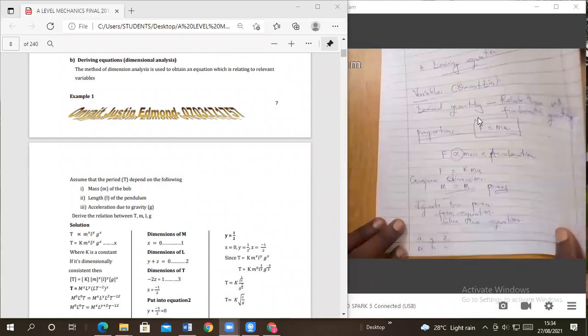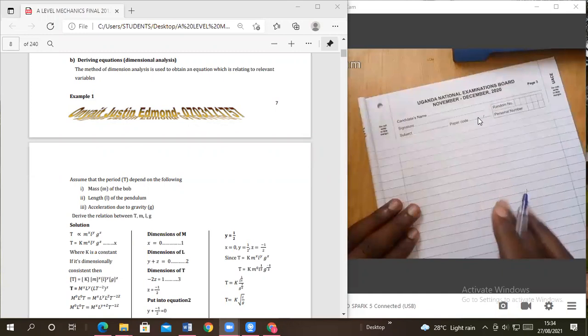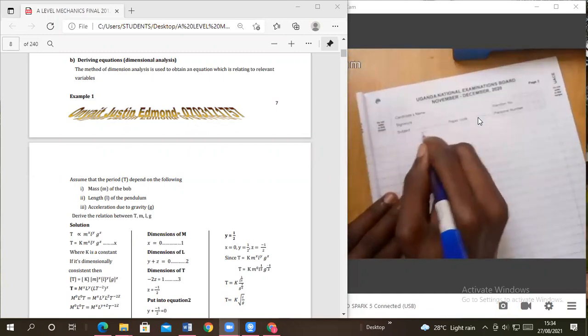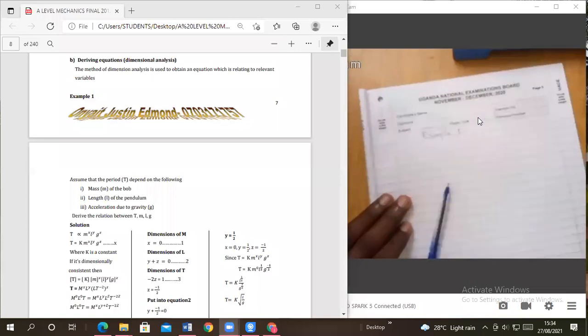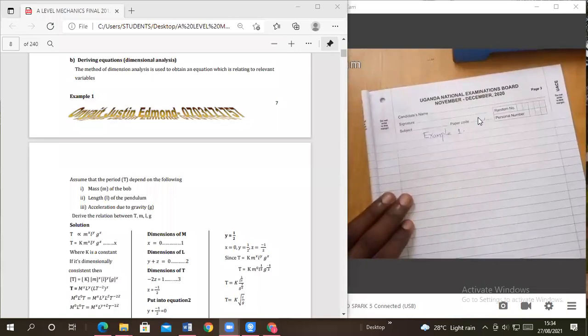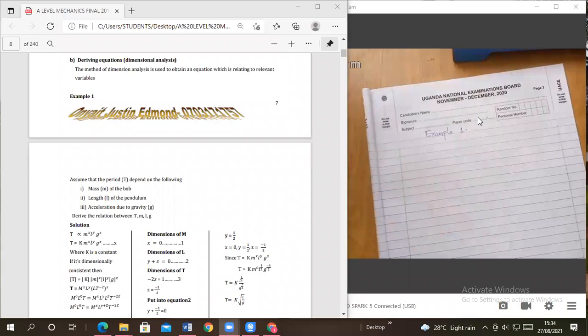So let's look at the first example. Example number one. They will not give us the equation because we are the ones deriving the equation. So they will just give us the quantities which are considered to be there. That's why they said, assume that the period T depends on the following factors.